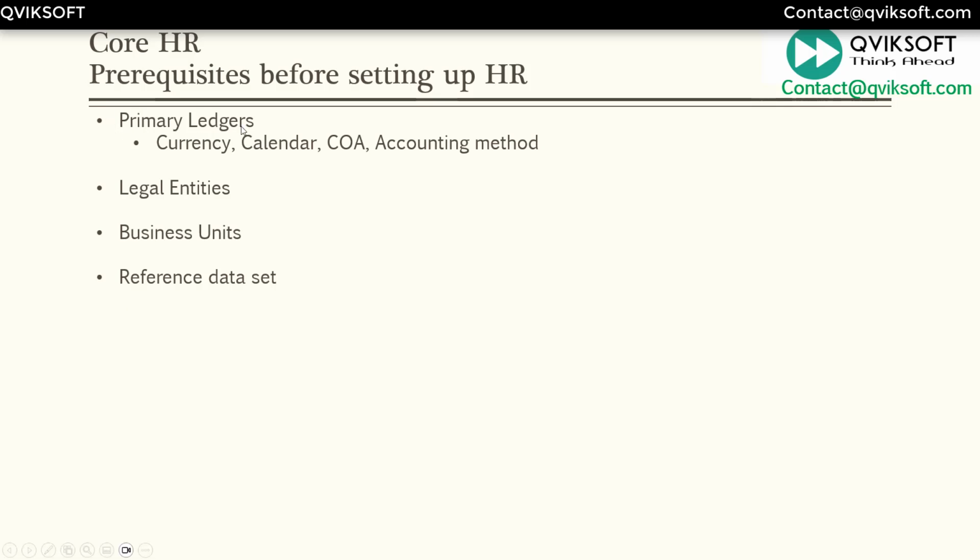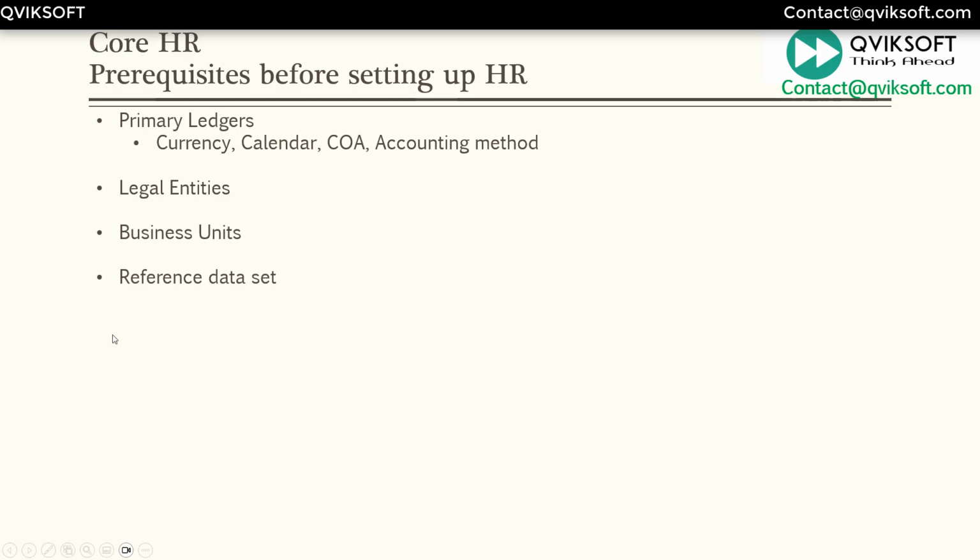Yeah, the primary ledger must have been defined, which is currency, calendar, chart of accounts, accounting method. These are the 4 C's. This should be configured. Once this is configured, basically your base financials is already configured, which will include your legal entities, business units, and the reference data set.